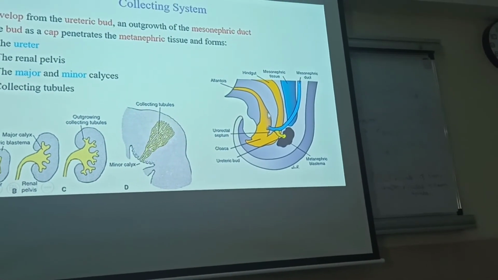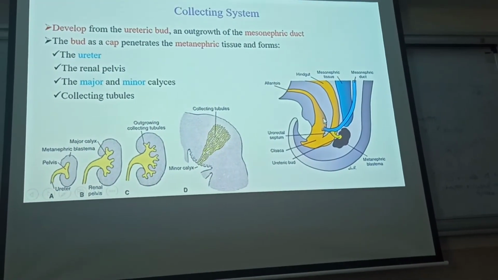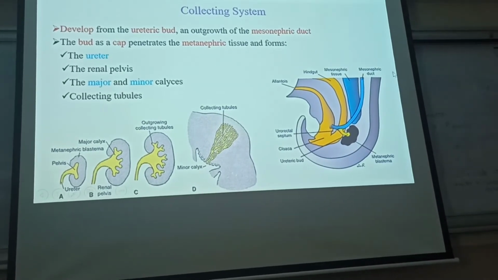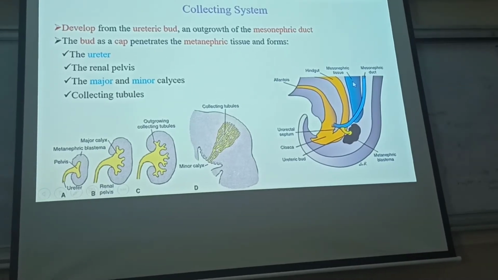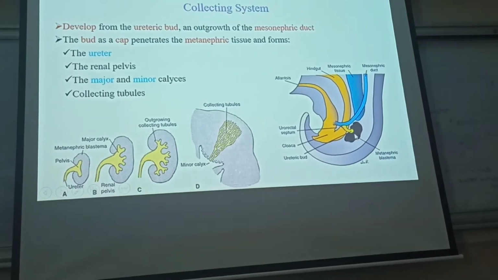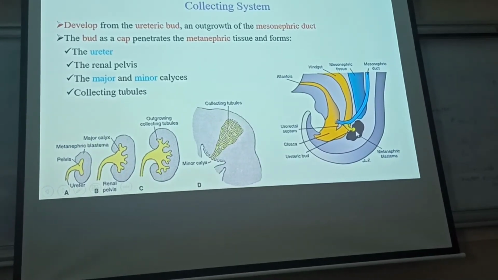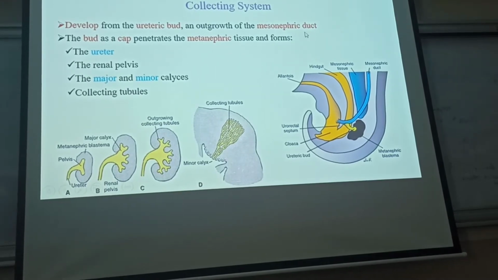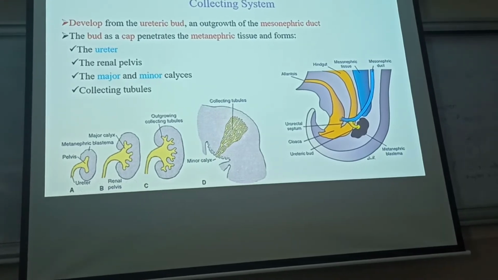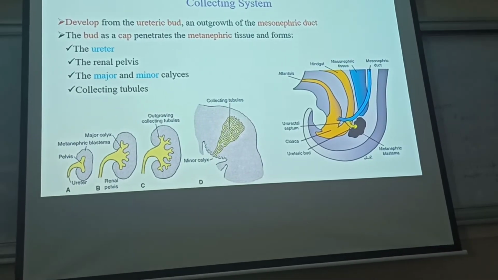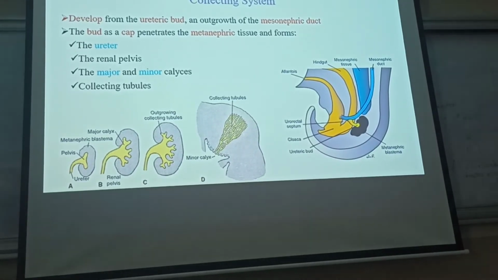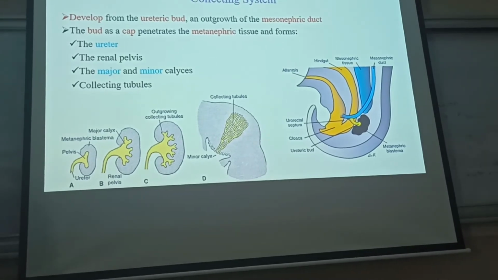Again, in this picture, you can see a sagittal section from caudal part of embryo. This is mesonephric tissue and mesonephric duct. And this is metanephric tissue. This is ureteric bud. Ureteric bud is the origin or source for collecting system. In other words, collecting system is originated from ureteric bud.